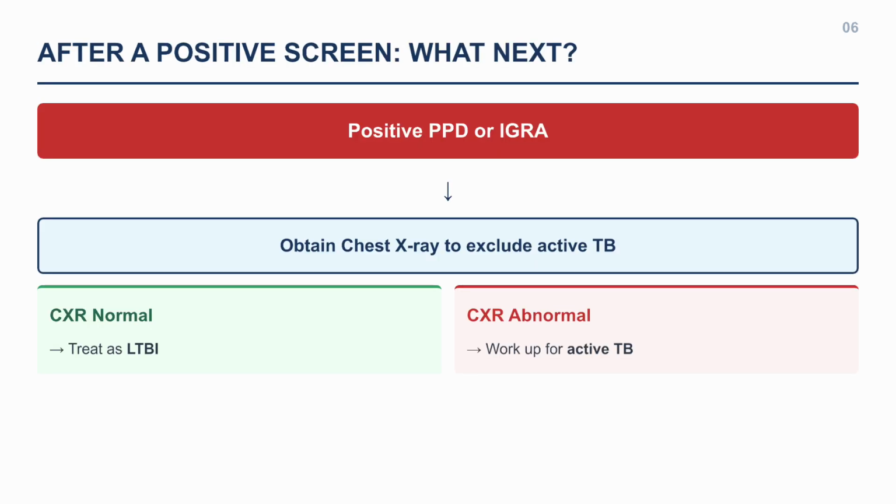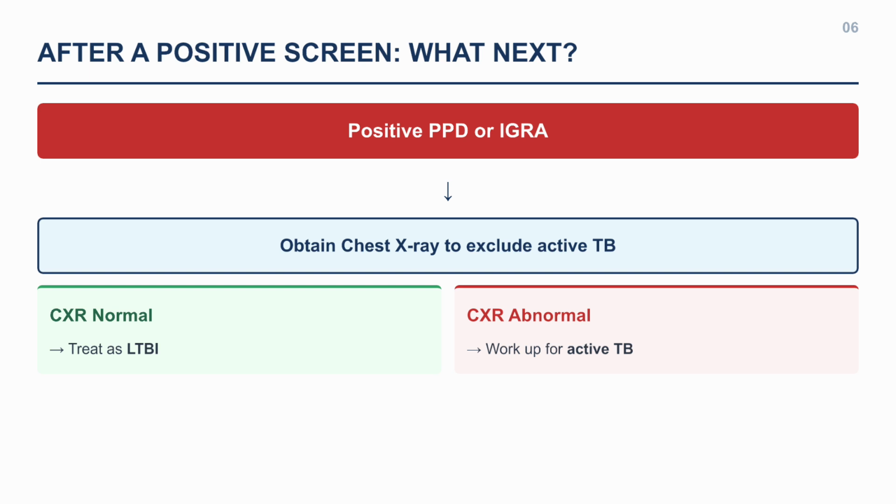So what do you do after a positive PPD or IGRA? The next step is always a chest X-ray to exclude active TB. This is critical because you cannot treat someone as latent if they actually have active disease, since monotherapy on active TB creates drug resistance. If the chest X-ray is normal and the patient has no symptoms, diagnose latent TB and start LTBI treatment. If the chest X-ray is abnormal, such as an upper lobe infiltrate or cavitation, proceed with a full active TB workup including sputum AFB smear, NAAT, and culture.